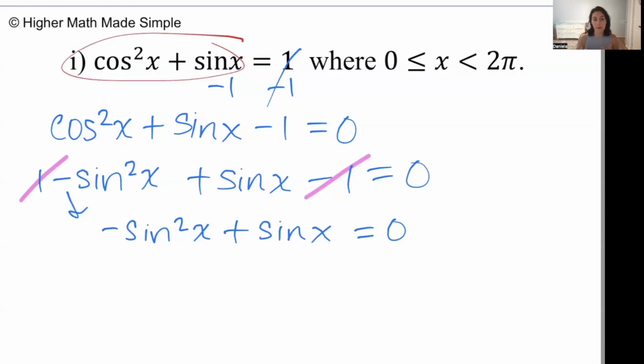Or for a lot of people, I find that it's helpful, they like to first convert it to a polynomial. So now you can just take these signs away. Instead of negative sine squared x, that's equivalent to negative x squared. And instead of plus sine of x, again, just take the sine away, that's equivalent to plus x. Those are going to be the same variable because those are both signs.